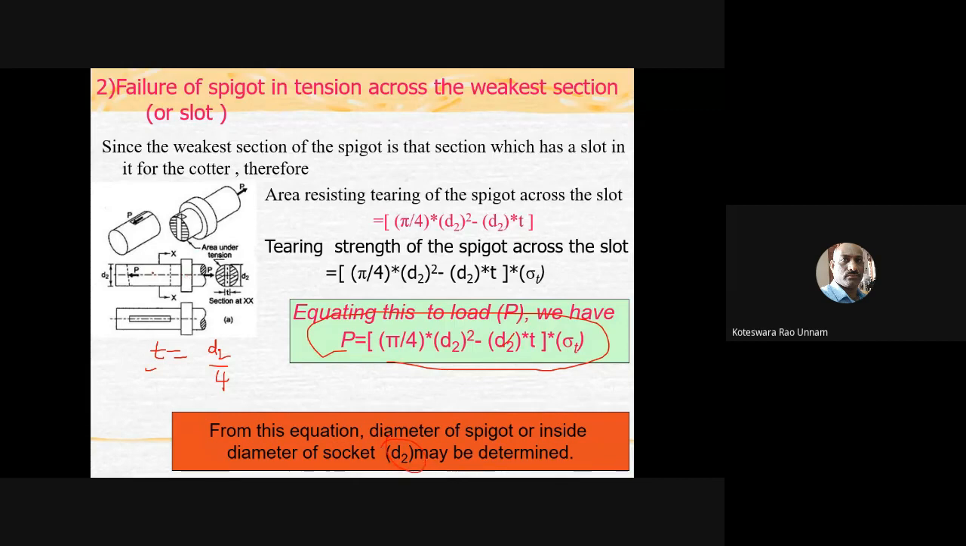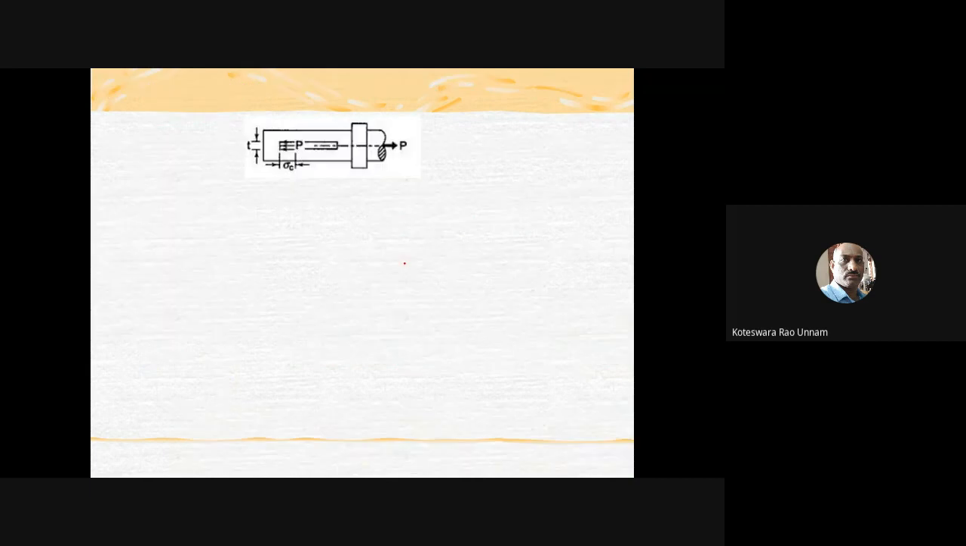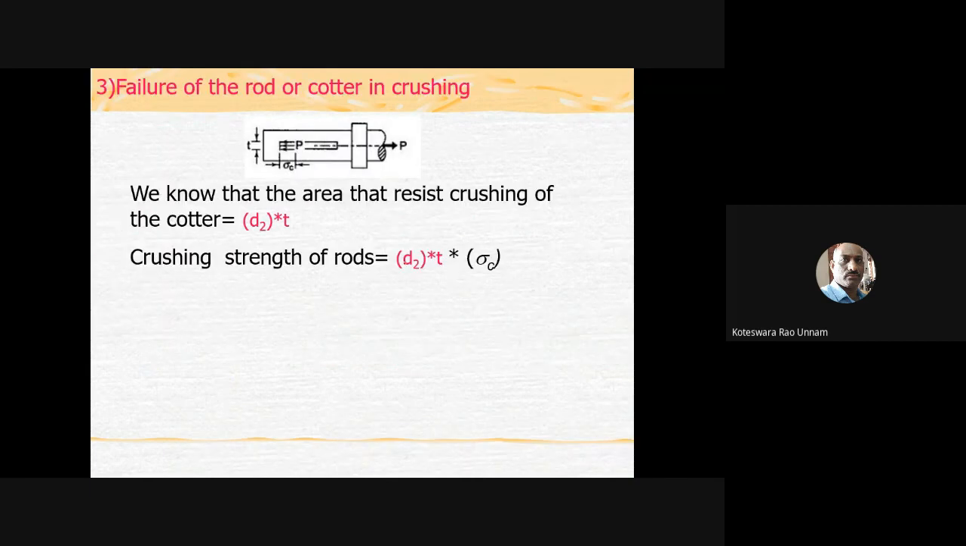So what is d2? That is the outside diameter of this spigot. Once you got that, this outside diameter of the spigot is the same as the inside diameter of the socket. So we need to compute the outside diameter of the socket. That we'll see in the next one.